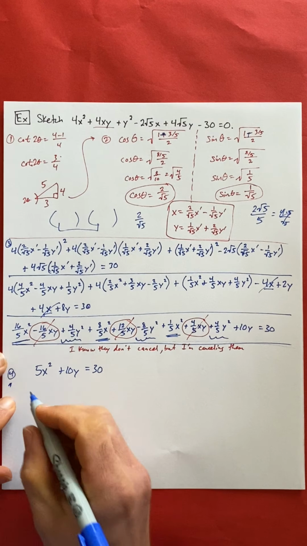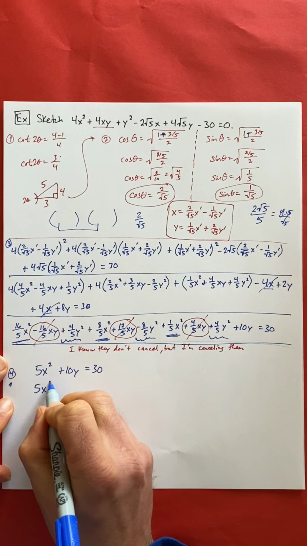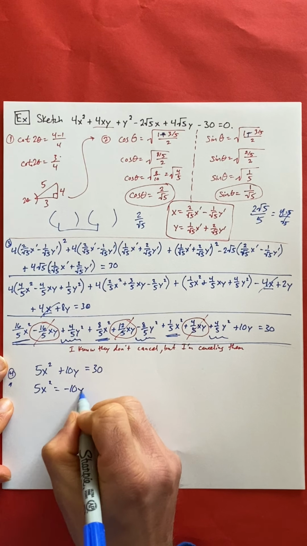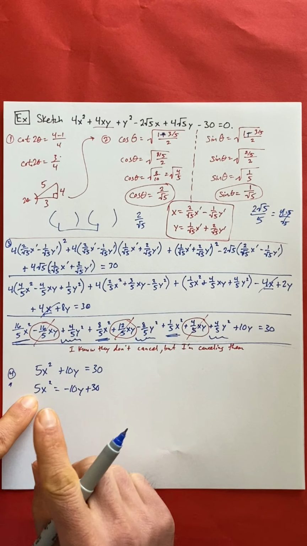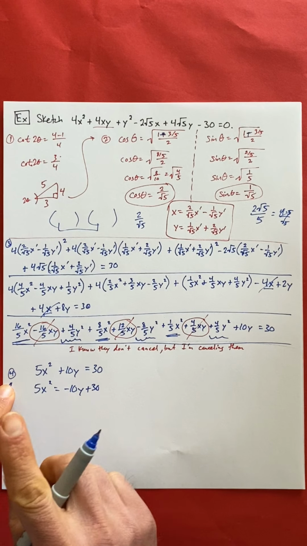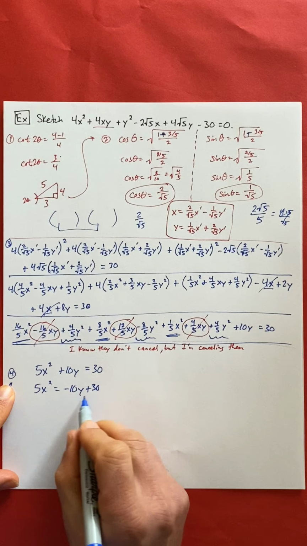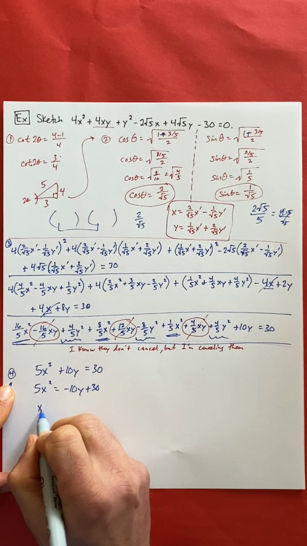I'm going to move the 10y over. There's a couple things I need to do. I'm going to move the 10y over, which makes it negative. And I do not want that 5 on that x squared. So you can either quote-unquote factor it out, or you can divide by it. Since those are both divisible by 5, it's probably just a better idea to divide everything by 5.